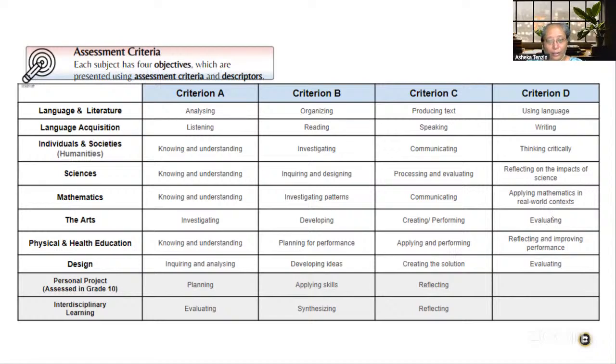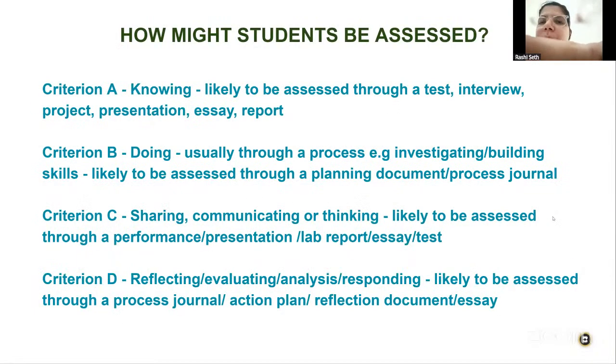Okay, now, how might students be assessed? You are assessed on the 4 criteria. Criterion A is about knowing, and is likely to be assessed through a test, mostly a test, or you can have a presentation, essay, report, or interview.